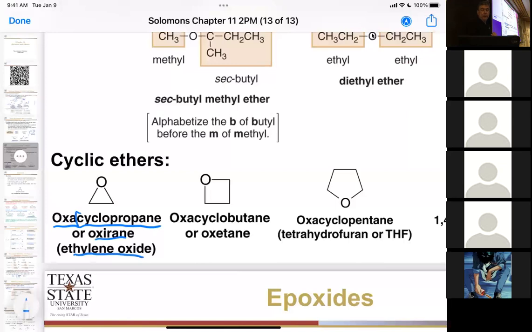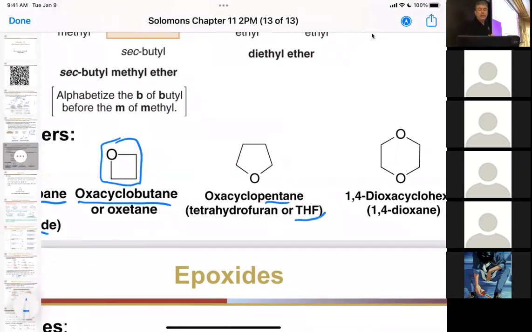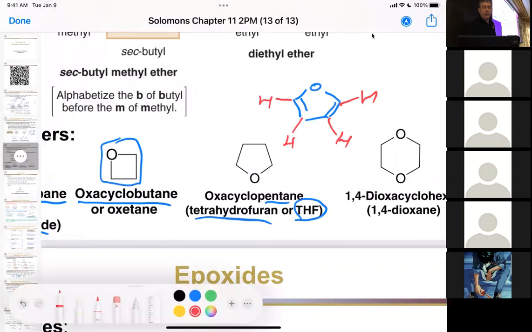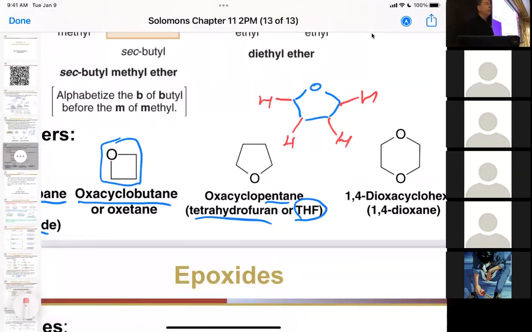So when we have oxacyclobutane, we'll have a structure like this. Oxacyclopentane, or more commonly known as THF, tetrahydrofuran. Okay, why is it called that? Well, there's a molecule that is common in industrial petroleum production that's called furan. It has 2 double bonds. And so what they do is they hydrogenate it, put 4 hydrogens on there, and take away the double bond.